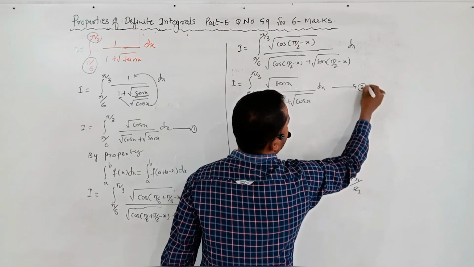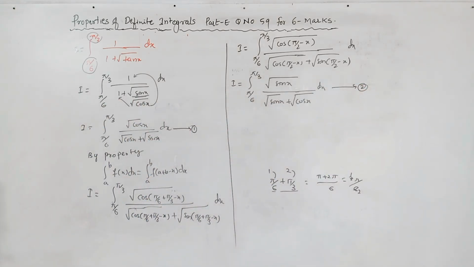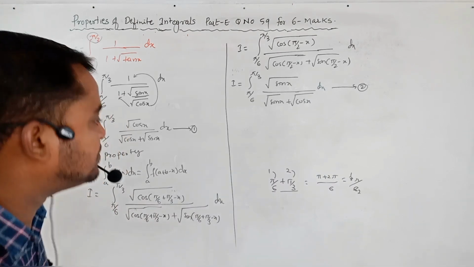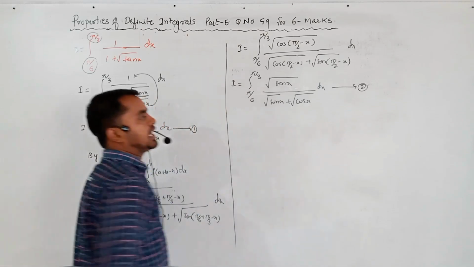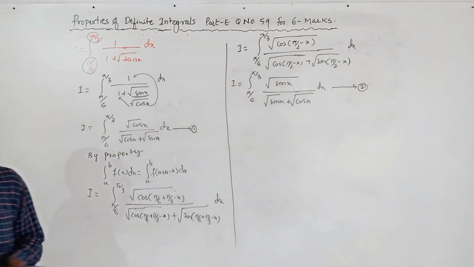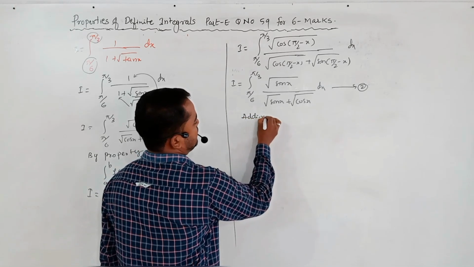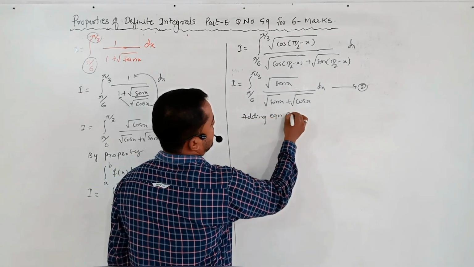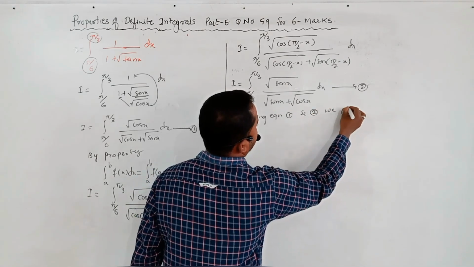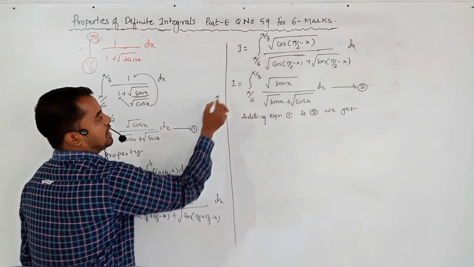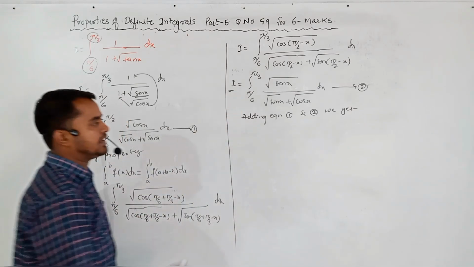This is equation 2. Adding equation 1 and 2, we get, see here, I plus I, 2I.